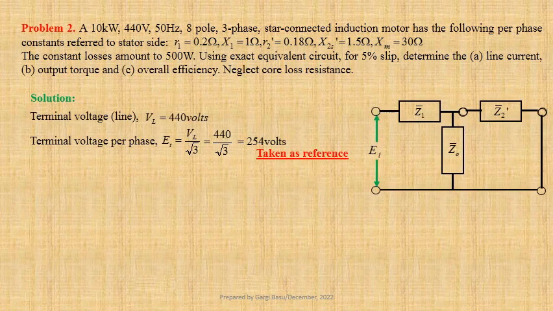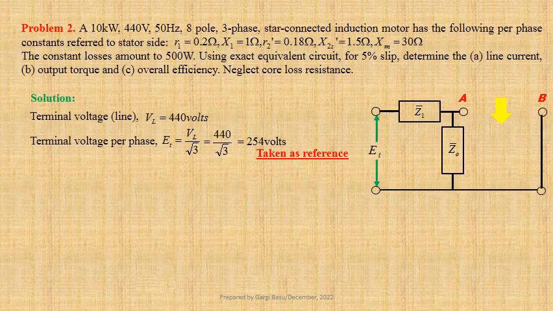Now we shall learn how to determine equivalent rotor current per phase I2' using Thevenin's theorem. For this purpose, we shall remove the load, that is the equivalent rotor impedance per phase Z2' from this circuit. Now, the open circuit voltage as seen from terminals A and B gives us Thevenin's voltage.